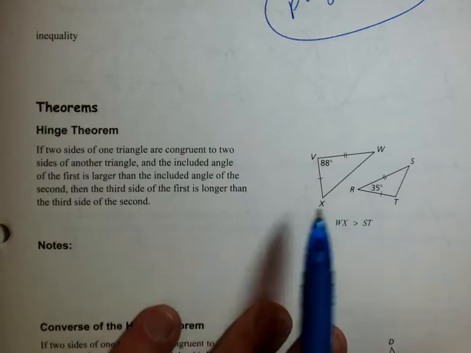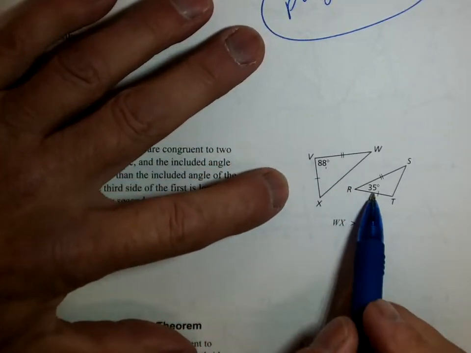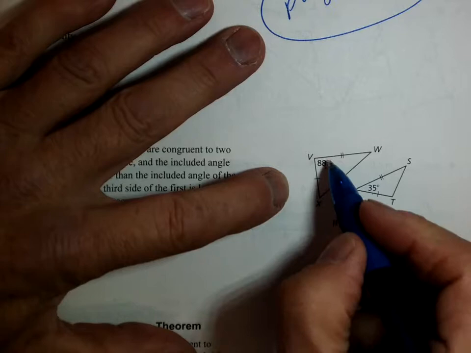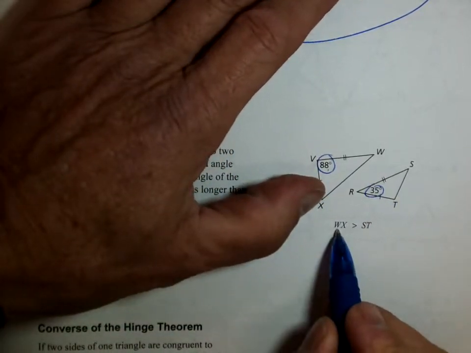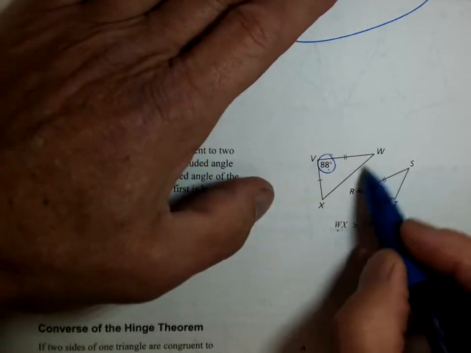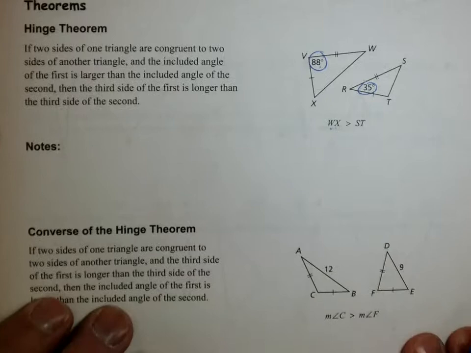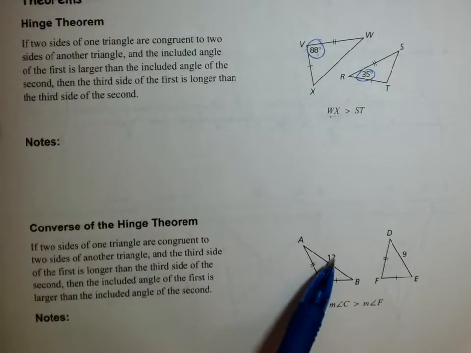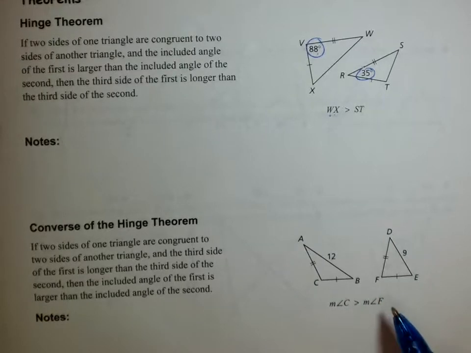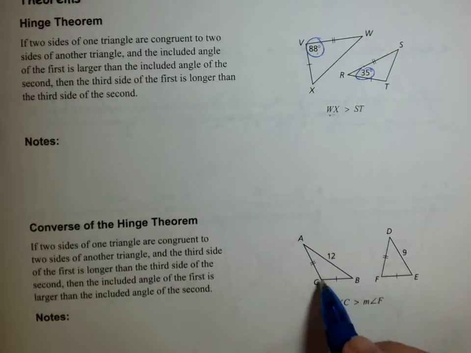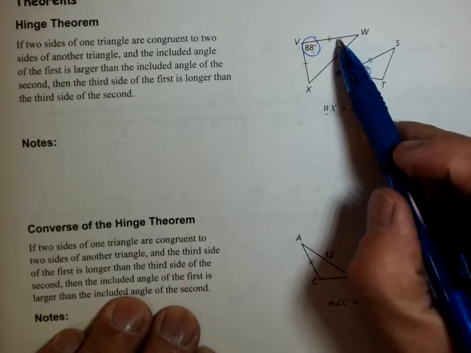Take a look at this. Obviously angle V is bigger than angle R. If that angle is bigger than this angle, then we know that WX has to be greater, so this side has to be bigger than that side. It's just that simple. Of course the converse says just the opposite. If this side is bigger than this side, and you have two equal sides, then we know that angle C is bigger than angle F. So here's the hinge theorem. We're talking about the exact same hinge.